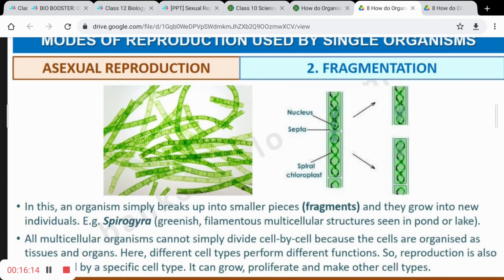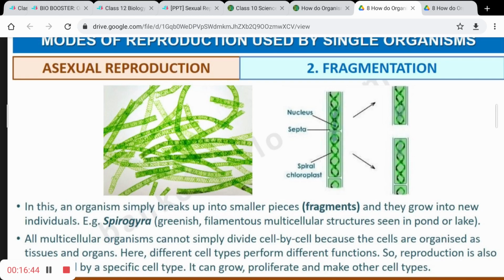Spirogyra is an alga which is present in freshwater as well as in the sea. Due to an accident or any natural disaster, like a tidal wave, if it is broken, that is what we call fragmentation. It breaks into many pieces, fragmented. That is fragmentation. Breaking is fragmentation.